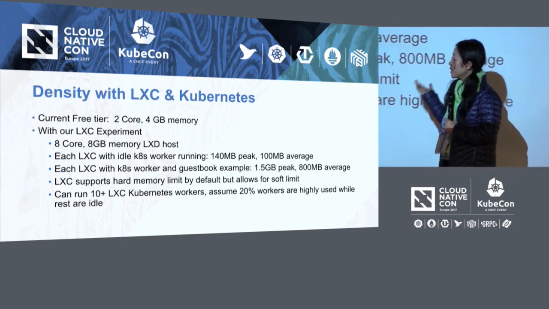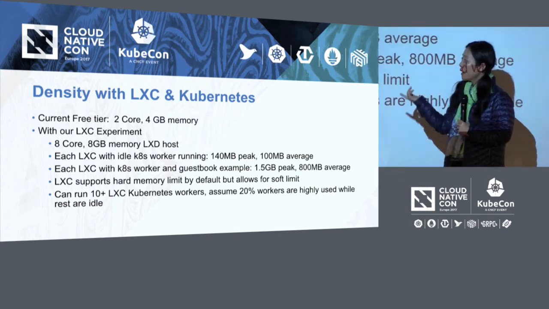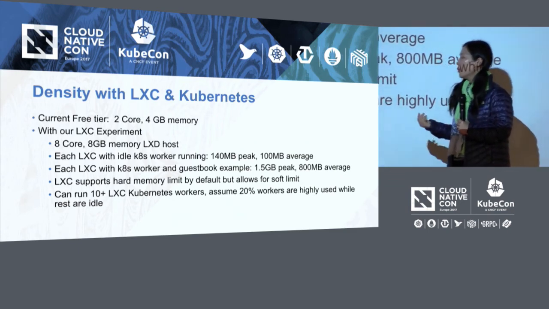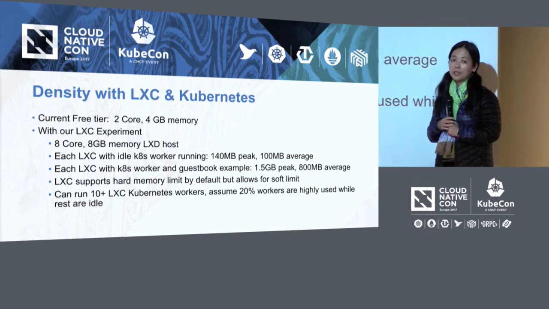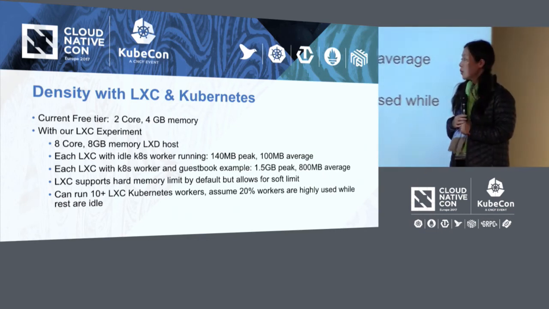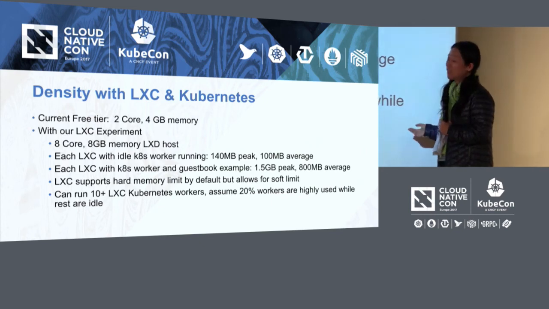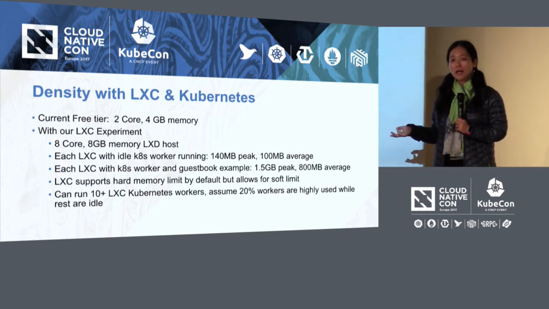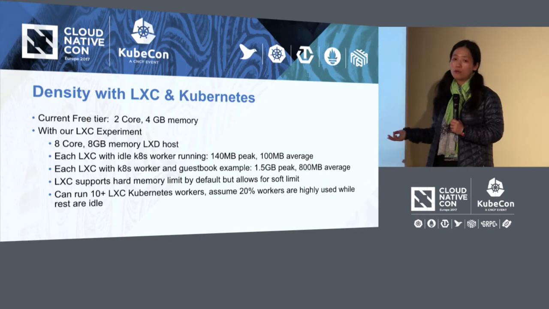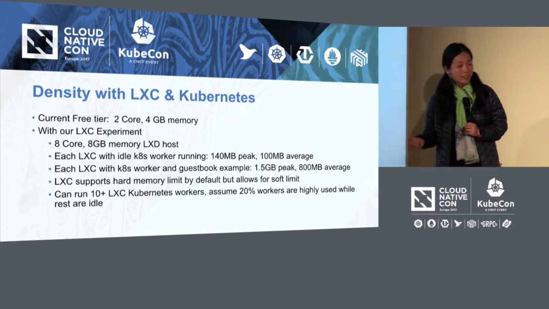Based on the memory consumption on my LXD host, we should be able to run 10 Kubernetes LXC workers, assuming 20% of our workers are highly used and the rest of them are idle, which matches a lot of our free tier that's out there today.